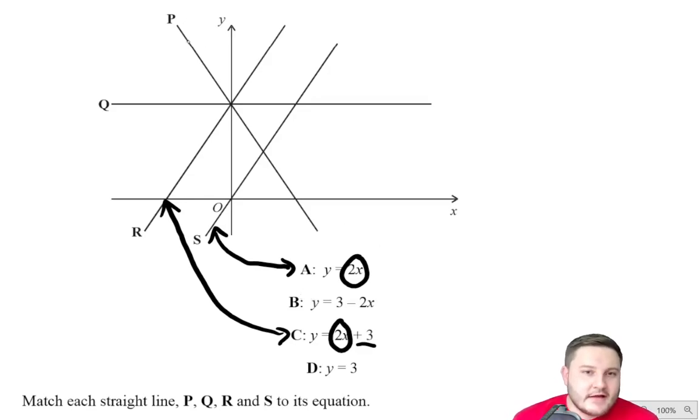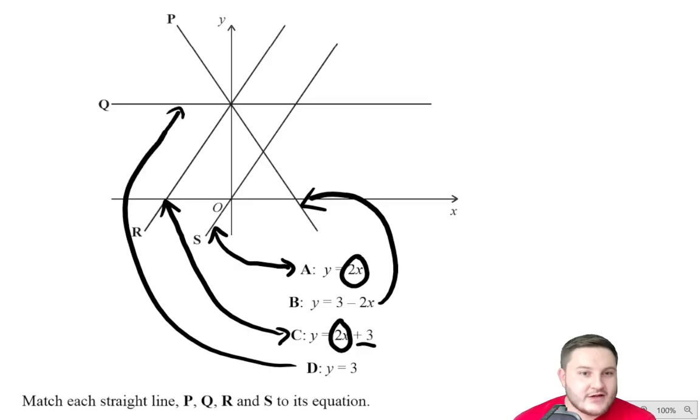Now, this line here has a negative gradient, so it slopes downwards. See my previous video about gradients. So this one must be P, and just by the process of elimination, that must be D. So a nice little matching thing there. Obviously testing the idea that these two are parallel, so they must have the same gradient.